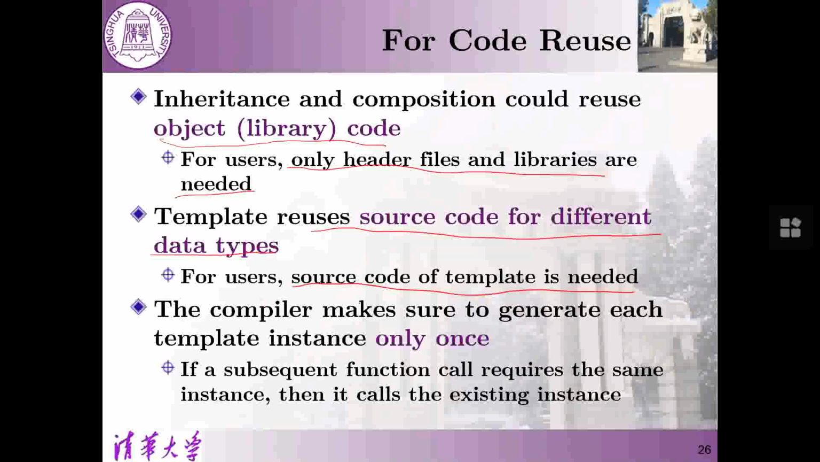And the compiler makes sure to generate each template instance only once. So we mentioned that during compilation, for each template, the compiler will generate an instance, right? Either a class or a special function. And if there are different places for the same function call, then the compiler will call the existing one. Right? It will not generate two functions with the same parameter type.